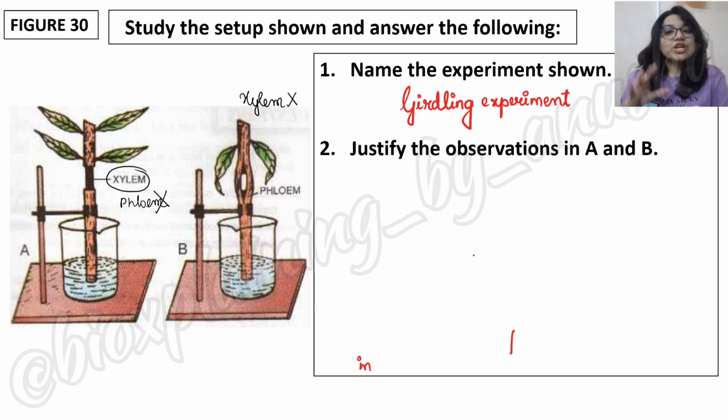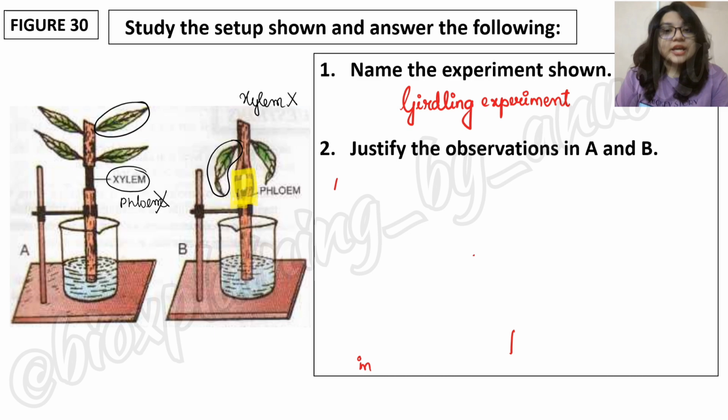So now justify the observations. What is the observation first of all? In A, you are seeing that the leaves are standing out perfectly fine. In case of B, you are seeing the leaves have drooped down, right? And another observation that you are coming across is that this portion of the stem is getting swollen up.